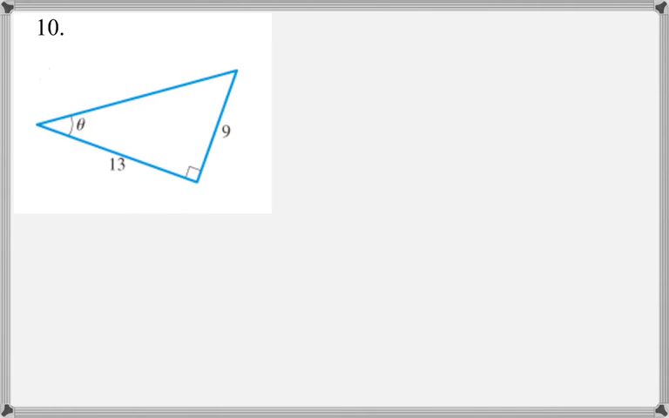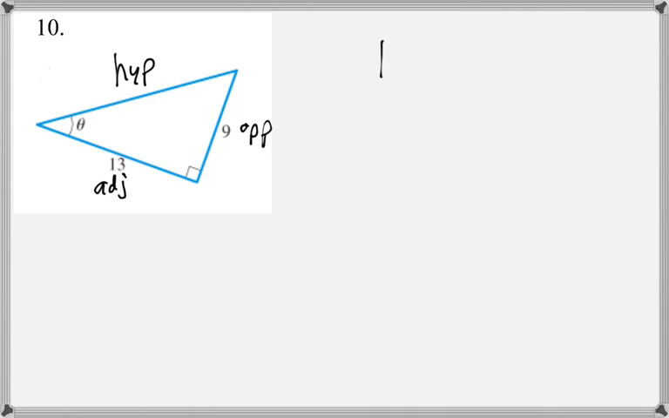Number 10 wants us to find the angle theta in degrees. So we have our angle theta here. This is a right triangle, and that would make this the hypotenuse. From theta's perspective, this is the opposite, and this is the adjacent.